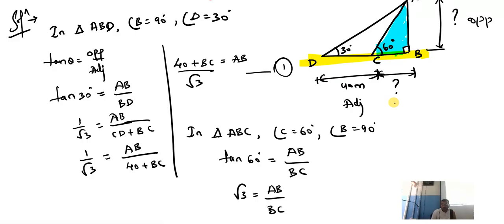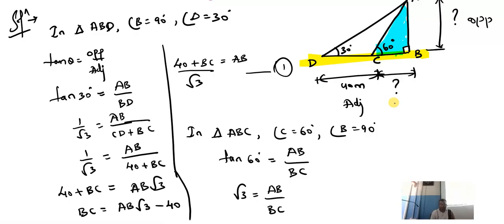See here, 40 plus BC into 1 is 40 plus BC, no? By root 3 equals AB. This was the answer. If not, cross multiply: 40 plus BC equals AB into root 3. Now, shall we keep this answer in terms of BC? BC is equals to AB root 3 minus 40.